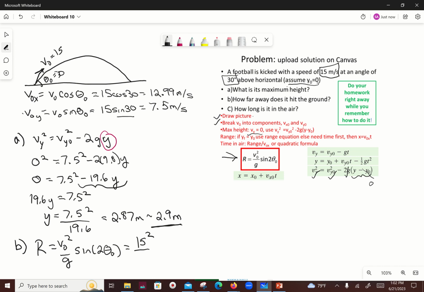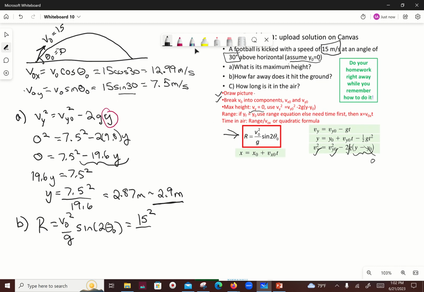Move this up a bit. My stylus doesn't want to work so close to the bottom of the screen. Over 9.8 times the sine of 2 theta.